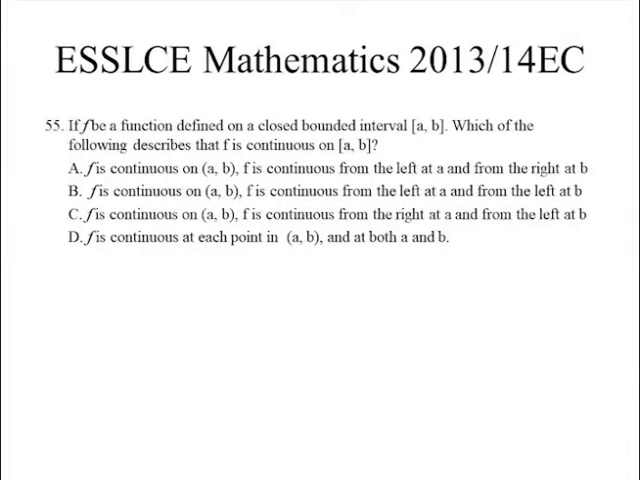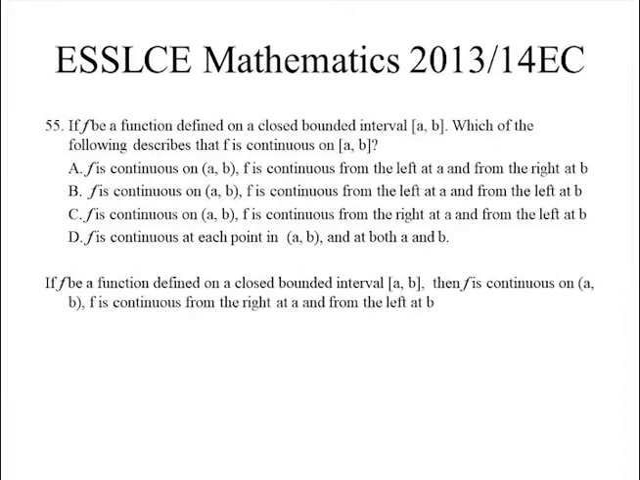Question number 55. If f is a function defined on closed bounded interval a comma b, which of the following describes that f is continuous on closed bounded interval a comma b? If f is a function defined on closed bounded interval a comma b, then f is continuous on open bounded interval a comma b, f is continuous from the right at a, and f is continuous from the left at b. Then choice C is the correct answer.